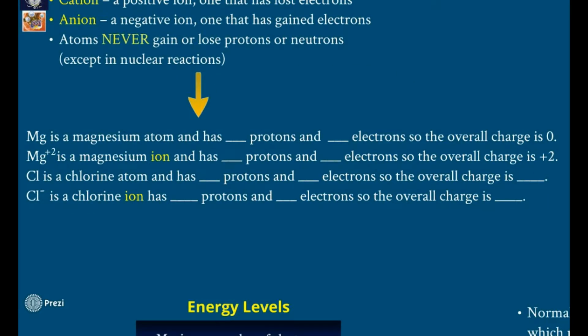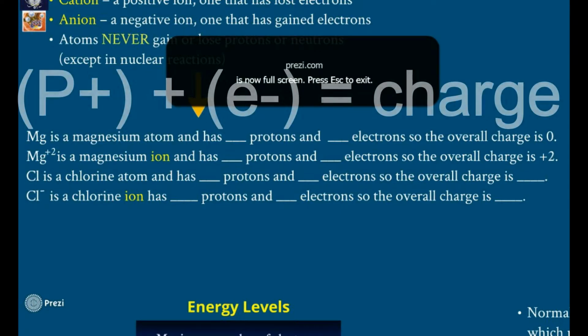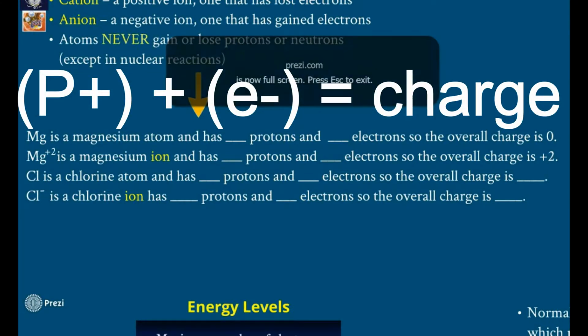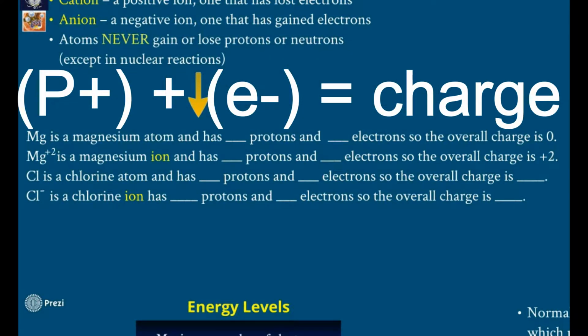So now we get into the fun part. This gets into a formula, and the formula's not on the slides, but I'll give it to you. Basically, the protons plus the electrons will give you the charge. And it's very simple. You don't even have to have the formula. Most people like it. So let me put it this way.